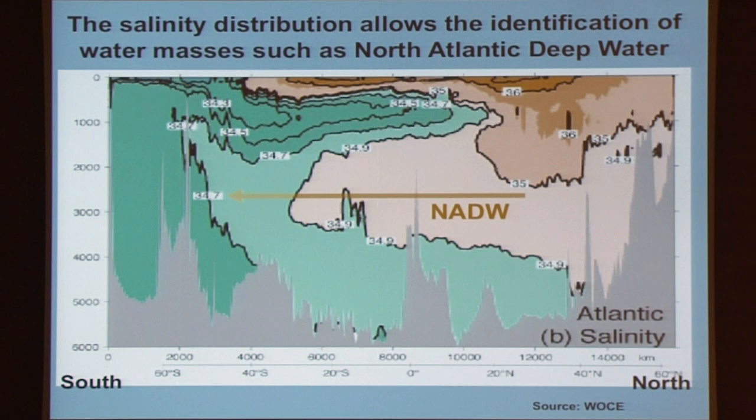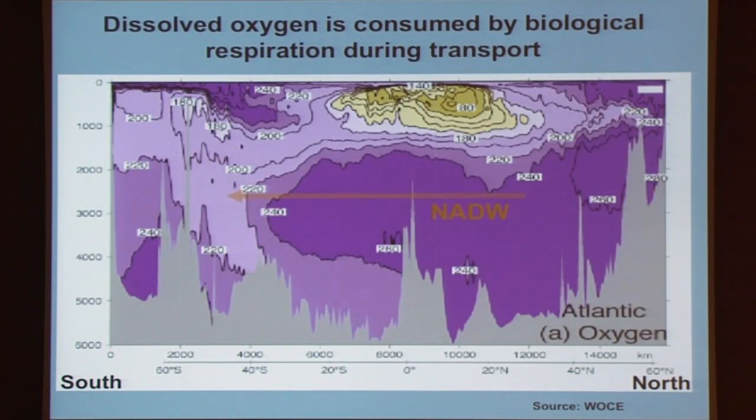It's possible also to follow many other properties that show the same kind of structure, showing this North Atlantic deep water flow. This is, for example, the dissolved oxygen content in the North Atlantic. This is the cross-section, and basically the oxygen content is quite high in the sinking region because the temperature is low and the dissolution of oxygen is high, and then the oxygen gets consumed by the bacterial respiration, by the remineralization of organic matter, during the transport.